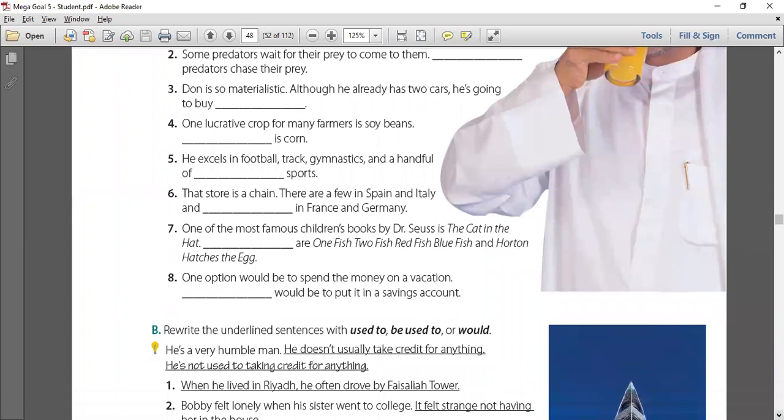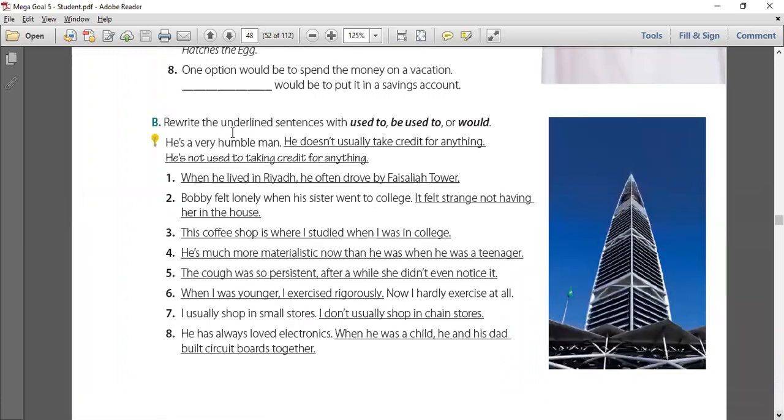Okay, now we're going to rewrite the underlined sentences with used to, be used to, or would. Now, can someone remind me where do I use used to in a sentence? When I describe something, I used to do it. Very good. Are you doing this thing now? Yes, very good, Renee.